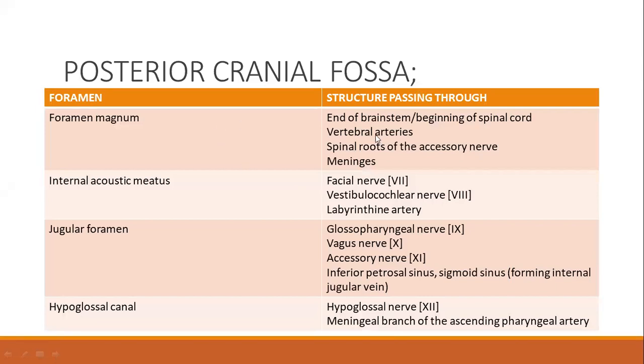Okay, so the foramen magnum contains the end of the brainstem, beginning of the spinal cord, vertebral arteries, spinal accessory nerve, and meninges. The internal acoustic meatus contains the facial nerve, vestibulocochlear nerve, and labyrinthine artery. The jugular foramen contains the glossopharyngeal nerve, vagus nerve, accessory nerve, inferior petrosal sinus, and sigmoid sinus. The hypoglossal canal contains the hypoglossal nerve and the meningeal branch of the ascending pharyngeal artery. That's it.